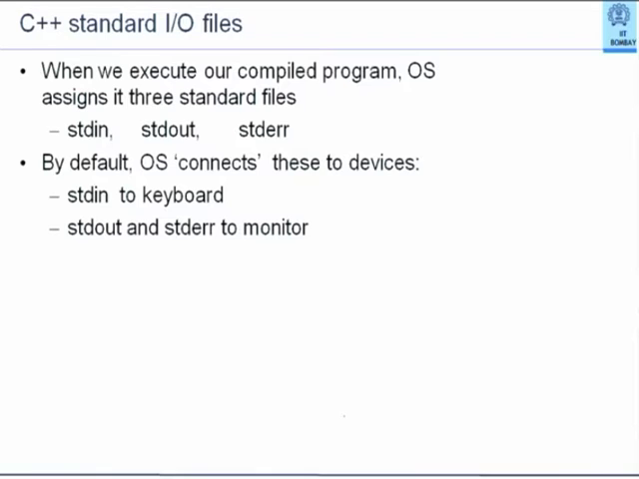Similarly, whenever you say cout, the output doesn't come on your monitor. It goes to a file called stdout. This is the file which the operating system has created. Now, ordinarily by default, the operating system connects these to the devices, namely keyboard for stdin and stderr to monitor.